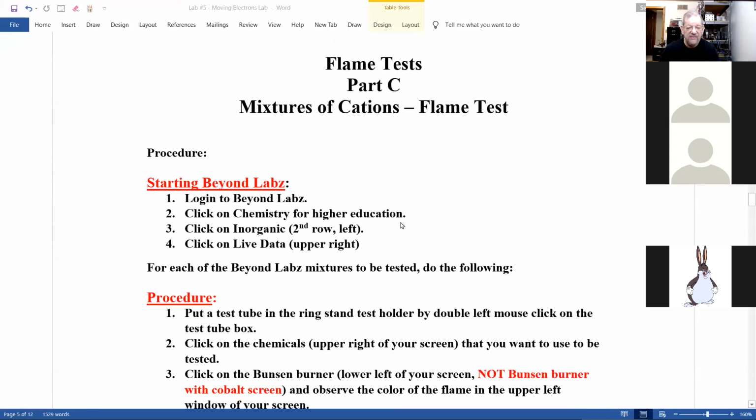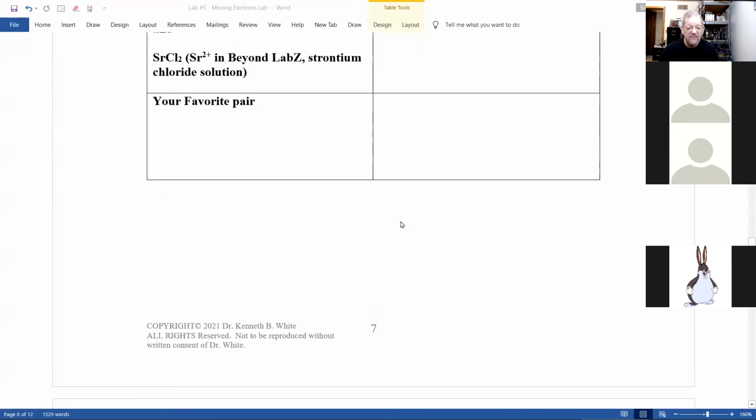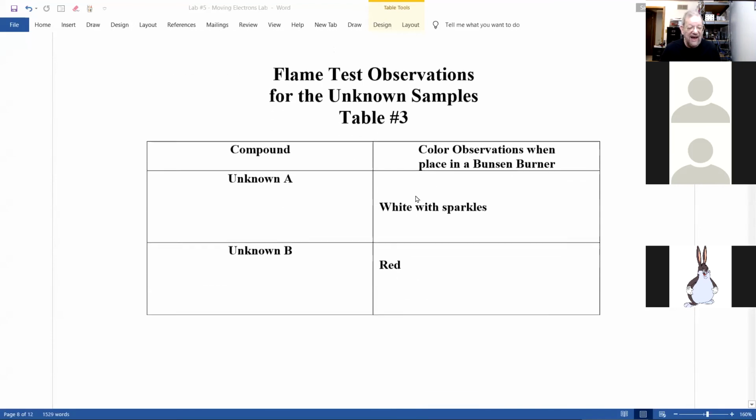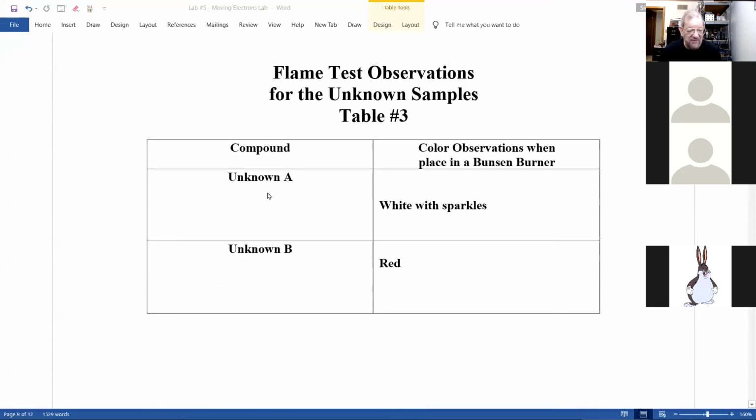Now, in this lab, this part, oh, by the way, I forgot part D. There are a couple unknowns. You don't do this in Beyond Lab Z, but if we were in the lab, I'd have 2 bottles of unknowns cleverly labeled unknown A and unknown B.